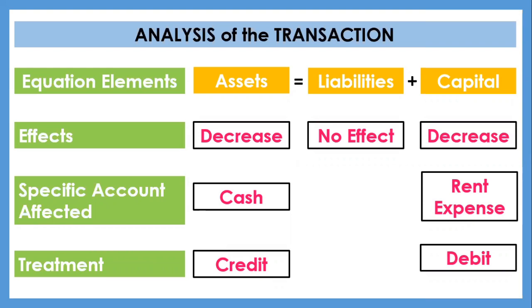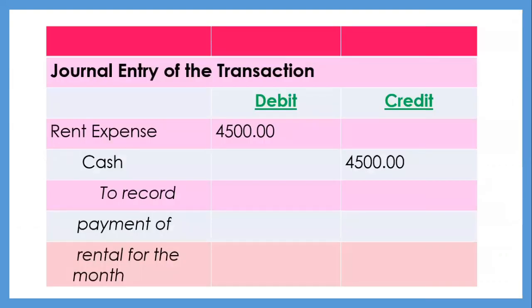And so for this matter, this is how our journal entry preparation looks like. Under the debit side, we have rent expense, 4,500 pesos. And under the credit side, we have cash, 4,500 pesos. And the brief description: to record payment of the rental for the month.